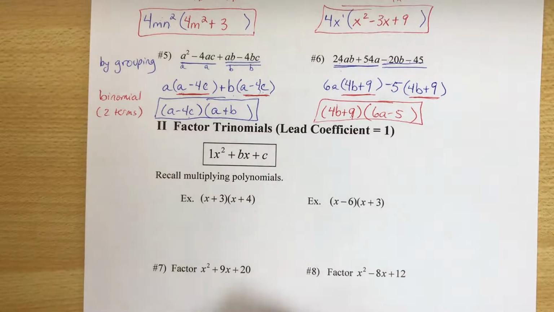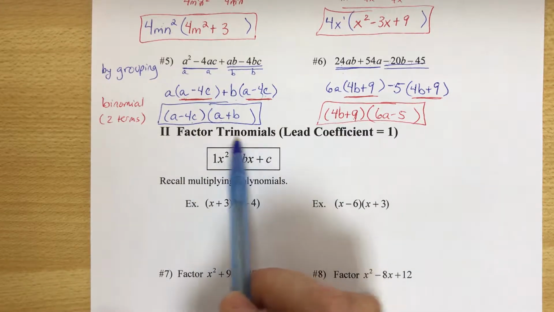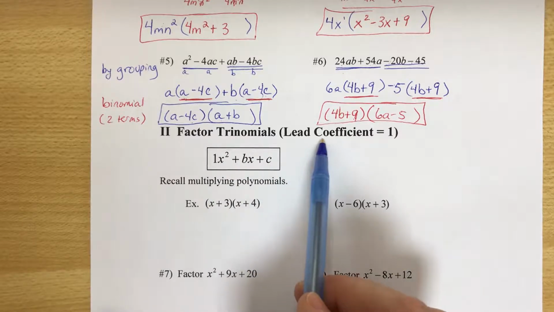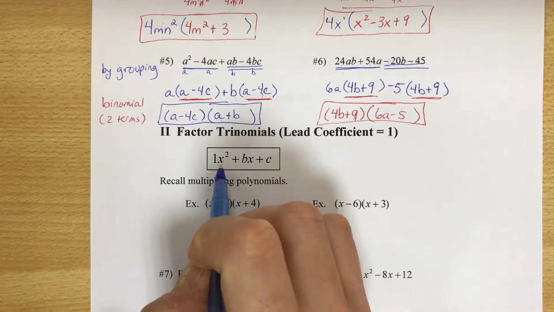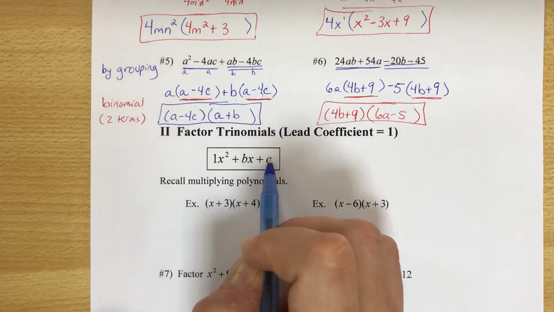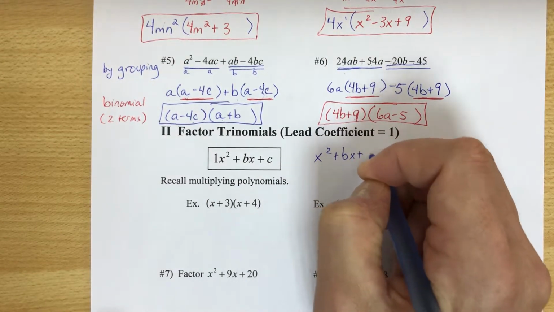Okay, so we're back now for part 2. And now what we're going to look at is called factoring trinomials. Tri means 3, and it's where the lead coefficient is equal to 1. A trinomial looks like this: 1x squared plus bx plus c. Okay, or we'll just think of it as x squared plus bx plus c.